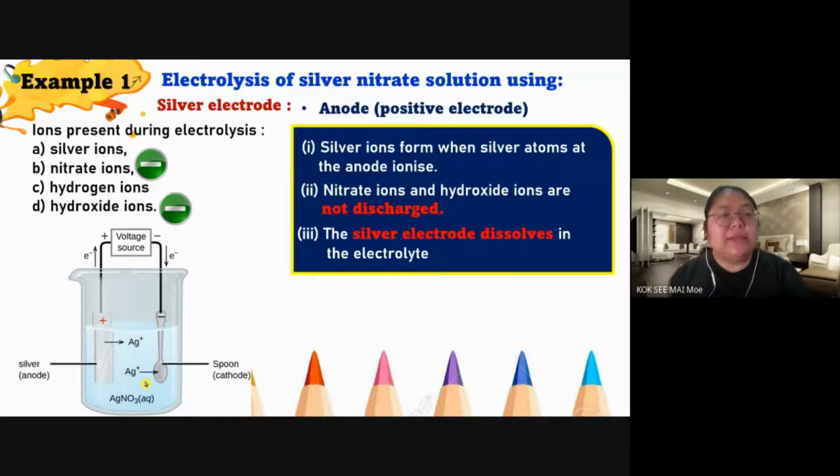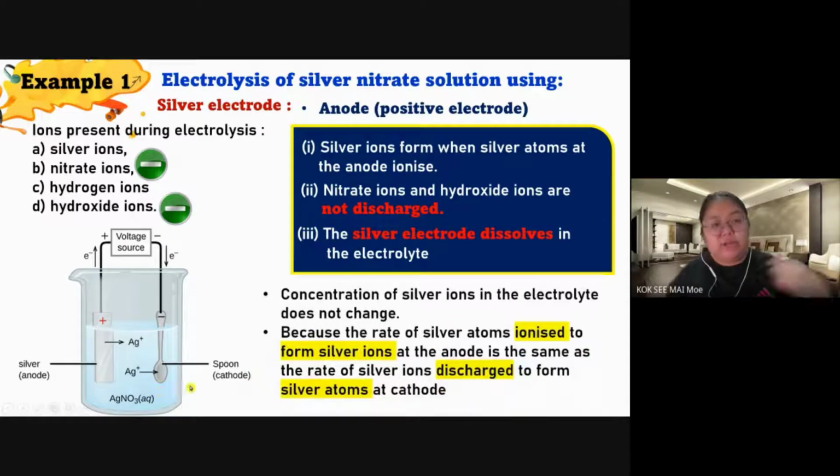Okay, dissipated at the cathode. So finally, one absorbs, one releases, and it finally becomes constant. So from here, we mention concentration. The concentration of the silver ion in the electrolyte does not change. Why? Because the rate of silver atoms ionized to form silver ions at the anode is the same as the rate of the silver ion discharge.